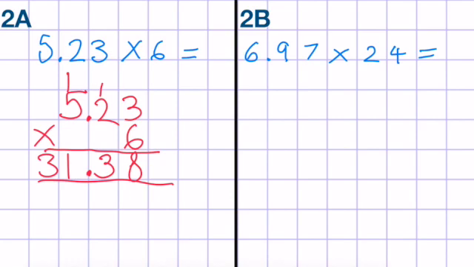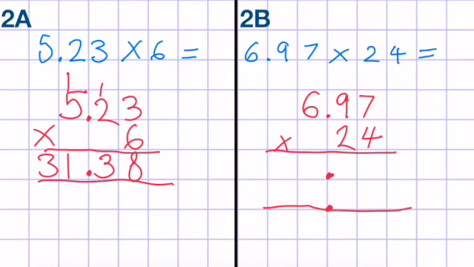Next, we have got 6.97 times 24. Now, this time, first off, we've got 2 decimal places. So we're going to put our decimal point in the correct place. This time we need 2 rows as it's 24. So we're timesing it by 4 and by 20. And then we'll need our answer box for our total.